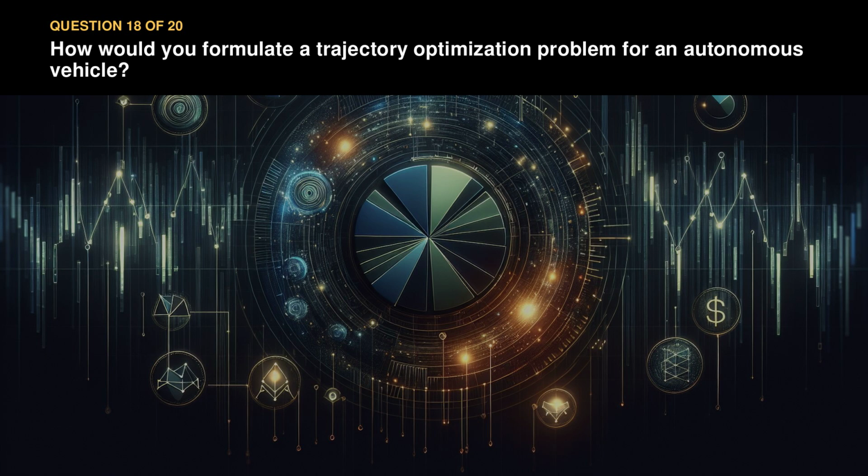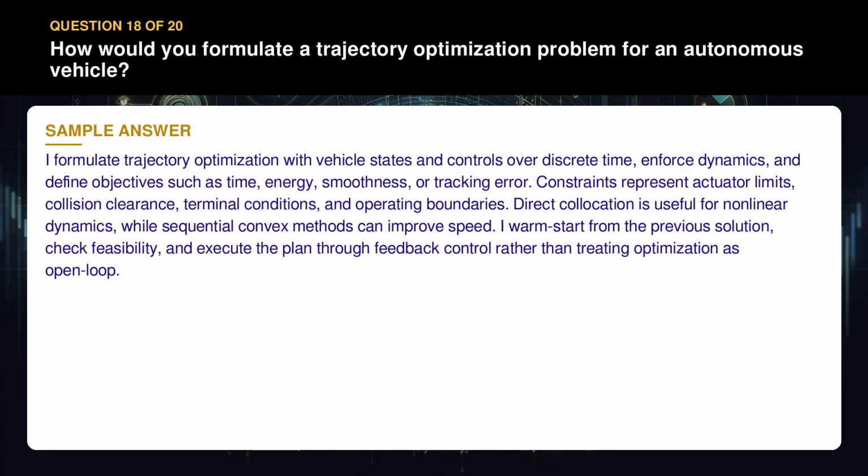Question 18. How would you formulate a trajectory optimization problem for an autonomous vehicle? I formulate trajectory optimization with vehicle states and controls over discrete time, enforce dynamics, and define objectives such as time, energy, smoothness, or tracking error. Constraints represent actuator limits, collision clearance, terminal conditions, and operating boundaries.